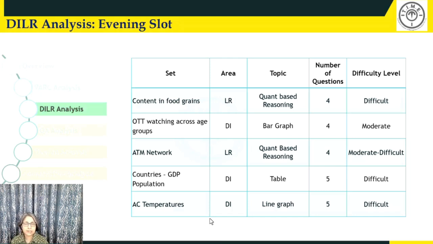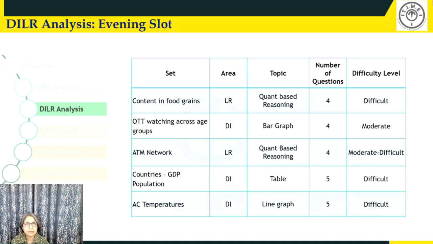This time the twist in DILR was, number one, most of the caselets were DI based. If you just look at this table, even the logical reasoning based caselets had a lot of quant in it. So it was very calculation intensive, very quant heavy, unlike in the previous papers. And the second twist was that unlike the previous year's CAT, where there were only 4 caselets with 5 questions each, this time there were 5 caselets, 3 with 4 questions each and 2 with 5 questions each. So that we had now this time 22 questions instead of 20 questions.